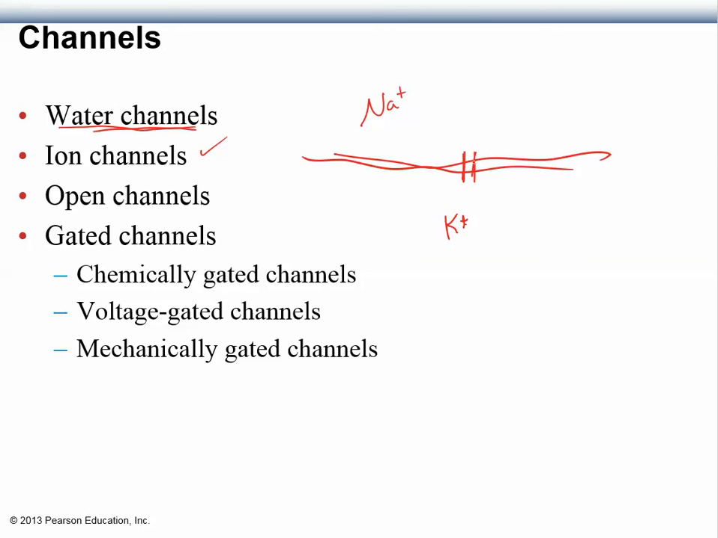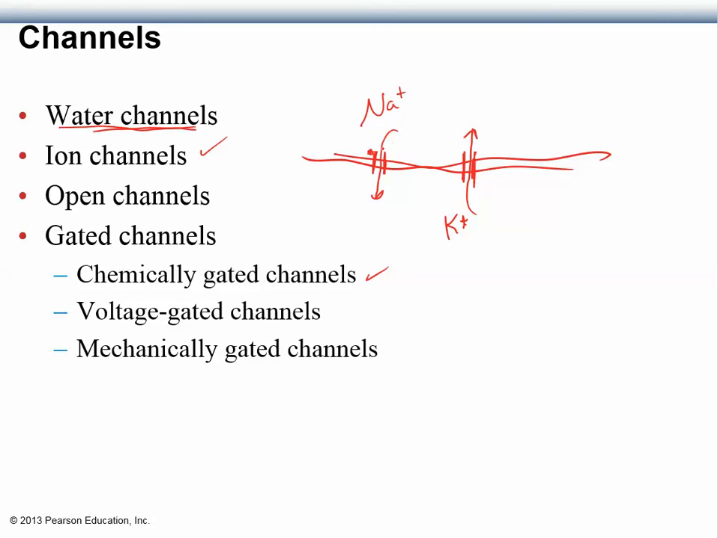need a channel to let the potassium out. Okay, and we might need a channel to let the sodium in. But we want to maintain that concentration gradient, so we have different kinds of channels. Sometimes we have chemically gated channels, which will only open if something binds to it to open it. This is what we see with neurotransmitters like glutamate or dopamine or something like that.